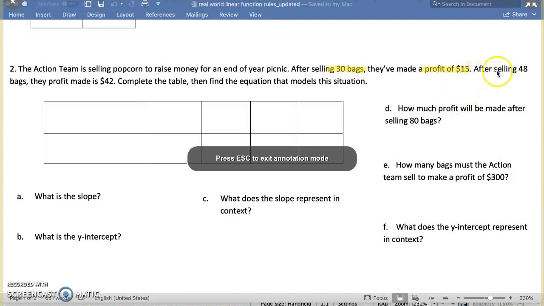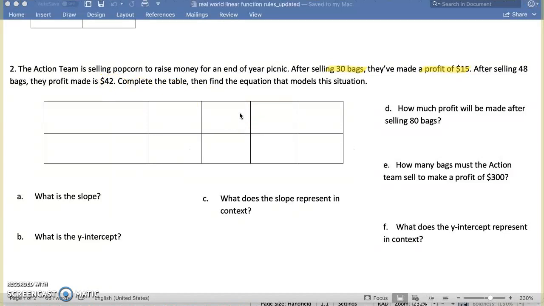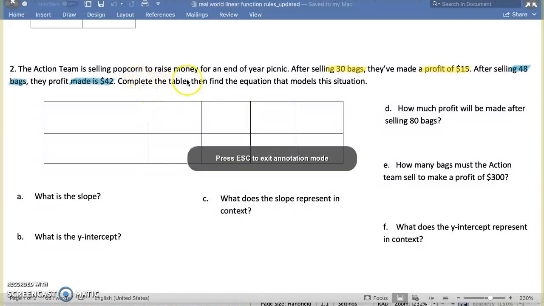Then we're told after selling 48 bags, they've made a profit of $42. So I can go back and highlight that as well. The action team has sold 48 bags of popcorn and they've made a profit of $42. And we want to complete the table and then find the equation that models the situation.